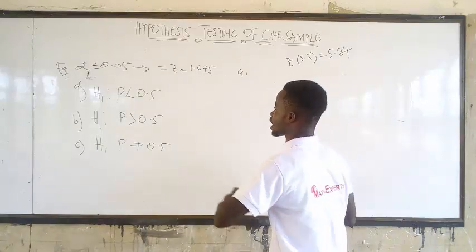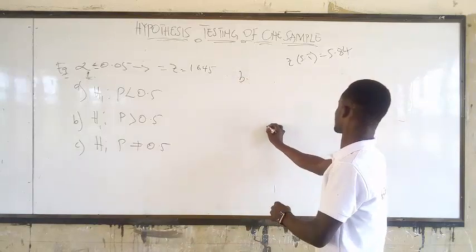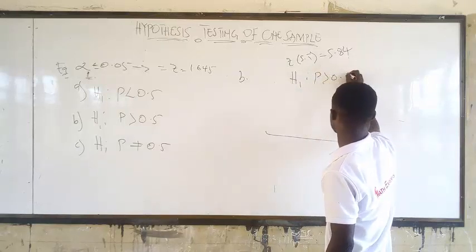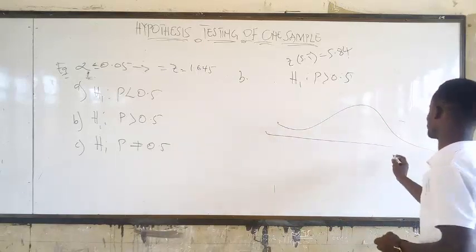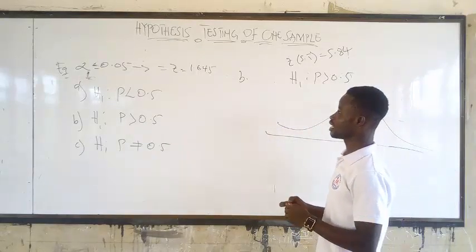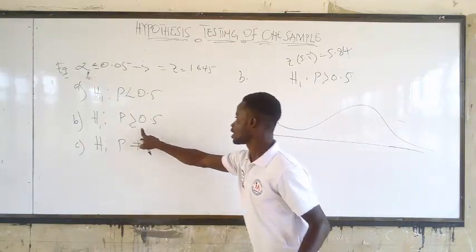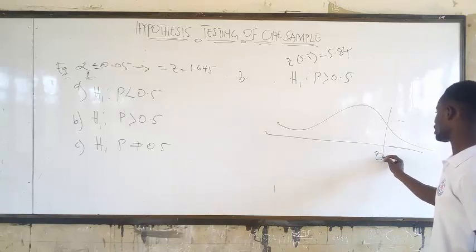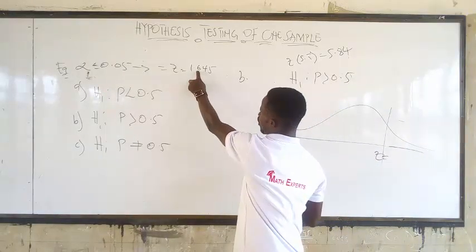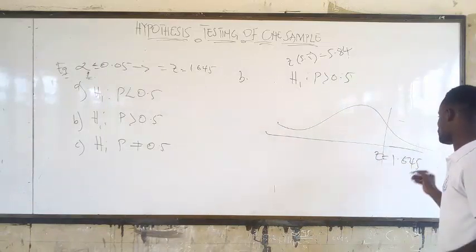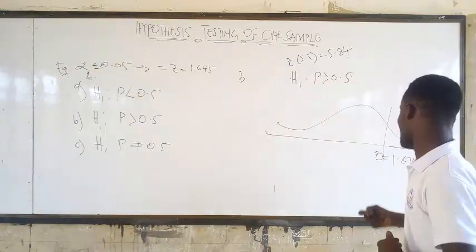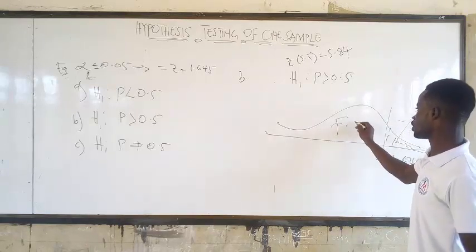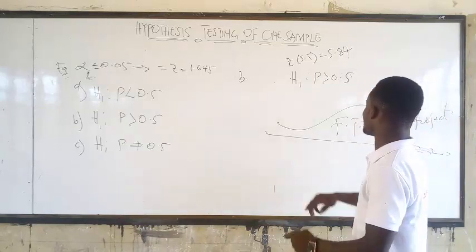Now, let's try the B. That one, we have our alternate hypothesis to be greater than 0.5. So with this one, the sign is greater than, so it's going to be a right tail. And if it's a right tail, then you will not negate anything. You just write your z-score, the critical value, 1.645, and that is that. Here is going to be your rejection region, and here is going to be your fail to reject region.